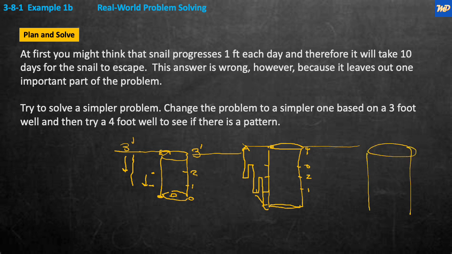10 foot. 5, 6, 7, 8, 9, 10, and 4, 3, 2, 1. Okay, so he's going to go all the way up this. He's going to get to the 10 foot mark. And what day is he going to get there on? If he's going to 4 feet, he gets there on the second day plus a whole one. So if he's going up 10 feet, he's going to get there on the 8th day plus a whole one. Right? Is that right?